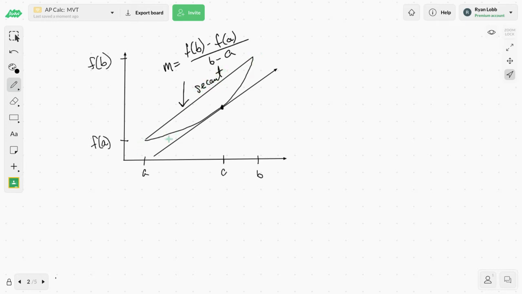But the slope of that line represents the average rate of change of this function on the interval a to b. And this is a continuous function, right? You can see it clearly. It's nice and smooth, so it's differentiable.